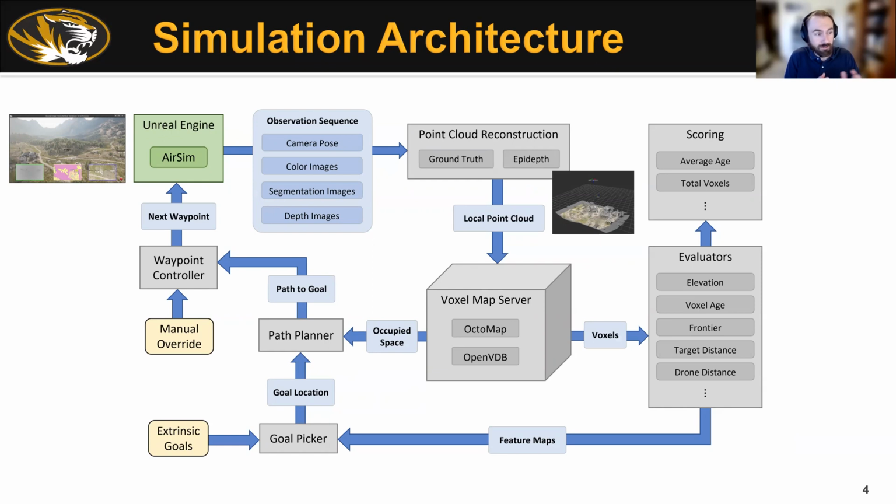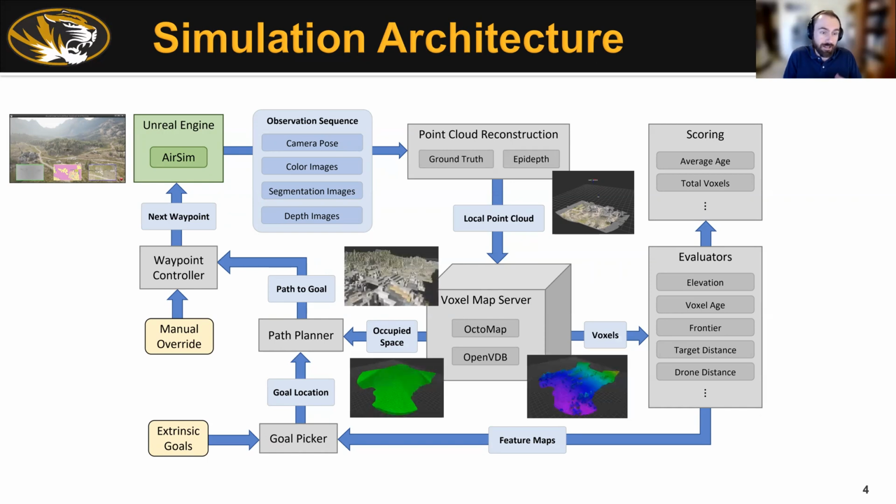All of these observations get produced by the engine, and we use that then to construct a point cloud representation of the current observation. These can be done using ground truth, using that known depth, or we can estimate it using algorithms like epidepth, which we'll talk about in a little bit. And so these local point clouds get aggregated together into this voxel map server, or this database, this knowledge base of all of the observations and all of the information that we've observed up to this point in the map. And so this is really kind of the core representation of the agent's knowledge that it's going to use to decide how to do things and how to move in the environment and decide where to go.